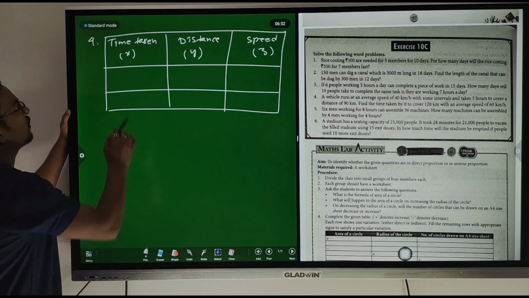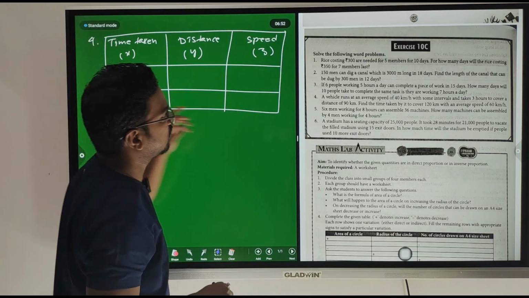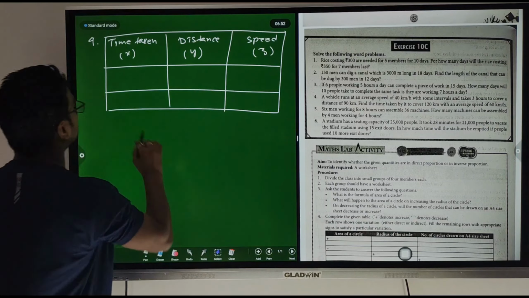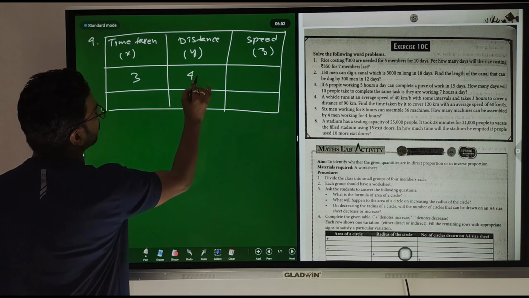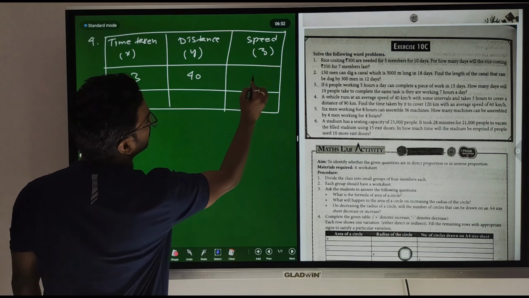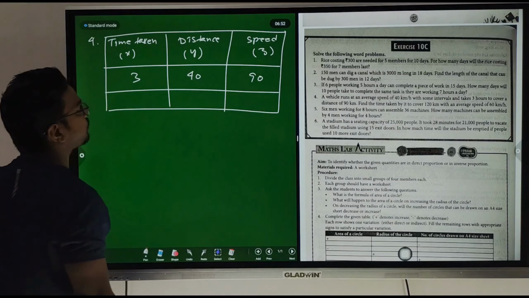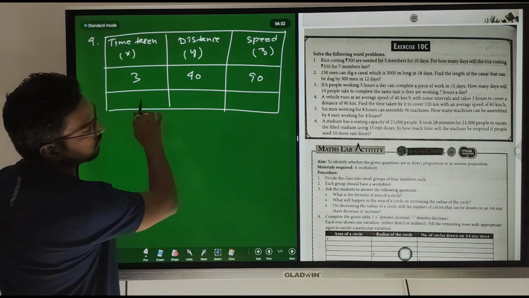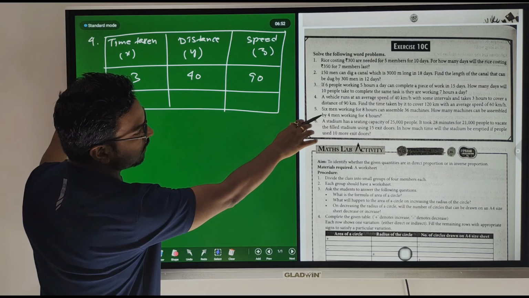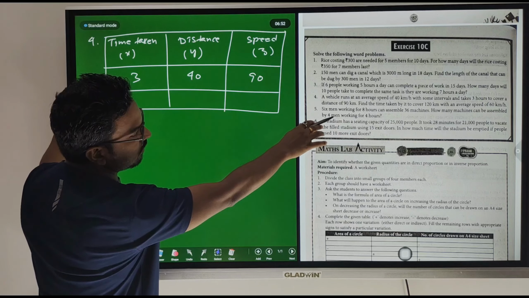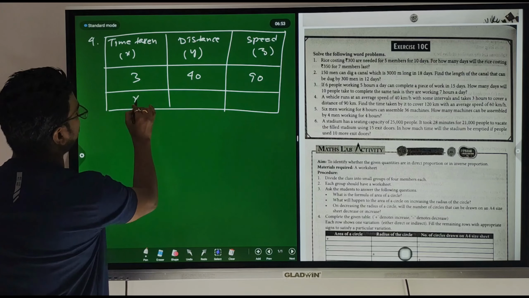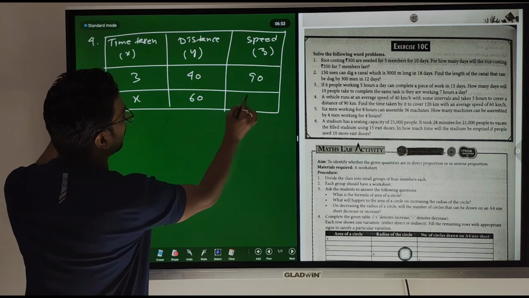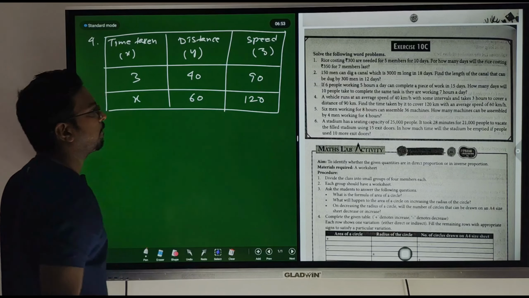Okay, so here time taken is how much? Vehicle 40 kilometer, 3 hours. 3 hours, speed is 40 kilometer and the distance is 90 kilometer. And the next part is given. Find the time taken to cover 120 kilometer. Time taken is not given. Speed is given how much? 60 kilometer per hour and the distance is 120.